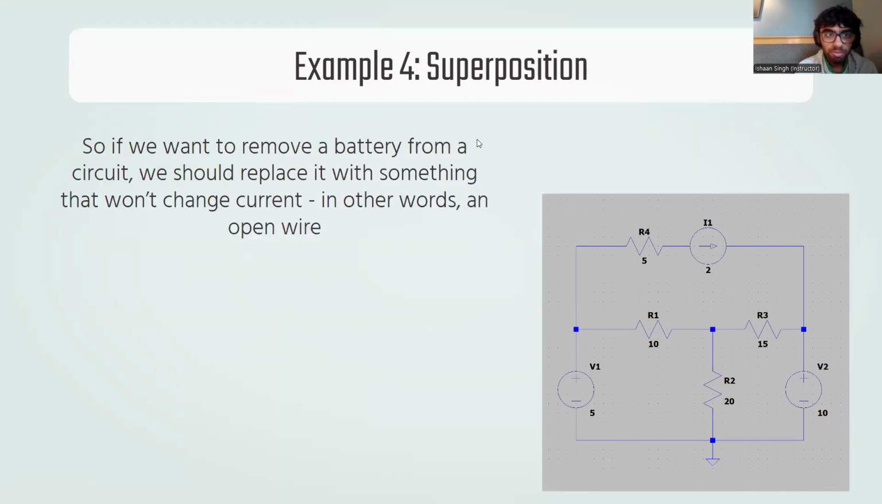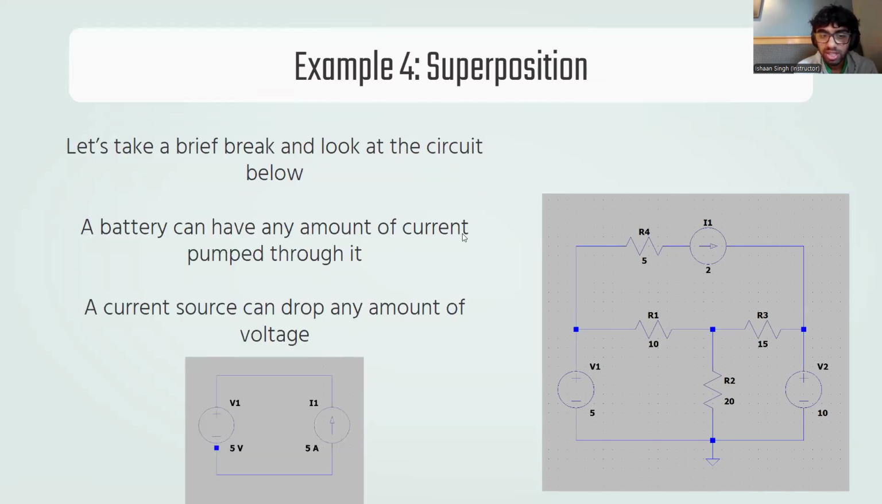So if we want to remove a battery, we need to replace it with something that won't change the current, which is just an open wire. If I were to forget about the voltage drop and replace this battery with an open wire, the amount of current this current source supplies can still be the same, and we're all good, okay?